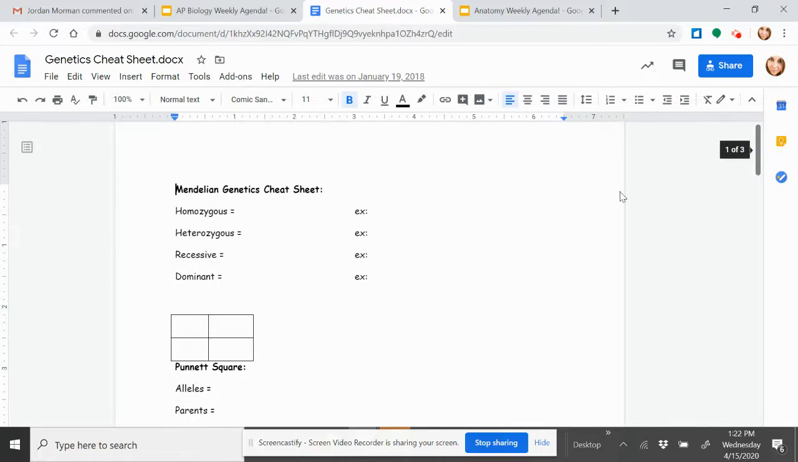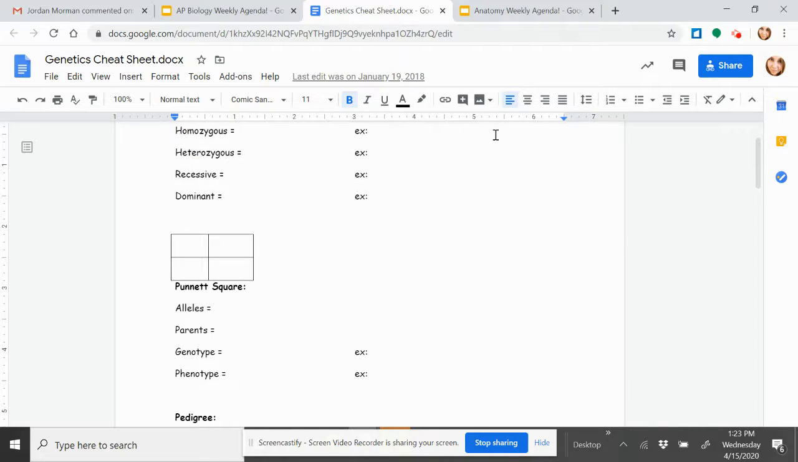But we are going to go over the difference between homozygous and heterozygous. So homozygous being same and heterozygous being different. Recessive and dominant, we should all remember from general bio, the dominant letter being the large letter, the recessive being the small. Homozygous would be two of the same, and heterozygous would be one large and one small. So you can have homozygous dominant, where they're both large letters, or homozygous recessive, where they're both small letters.